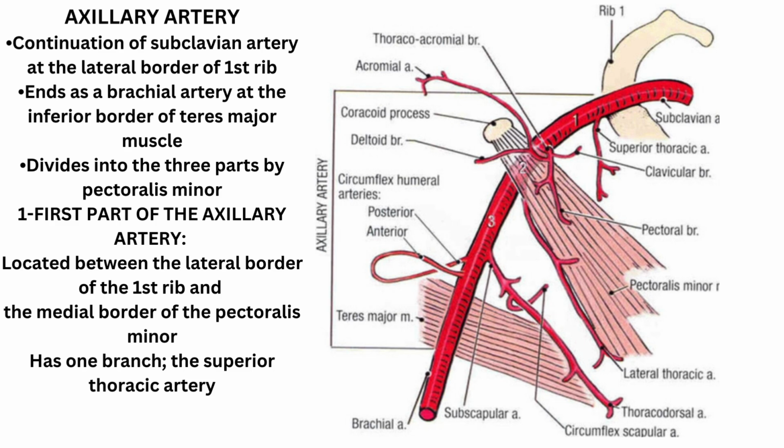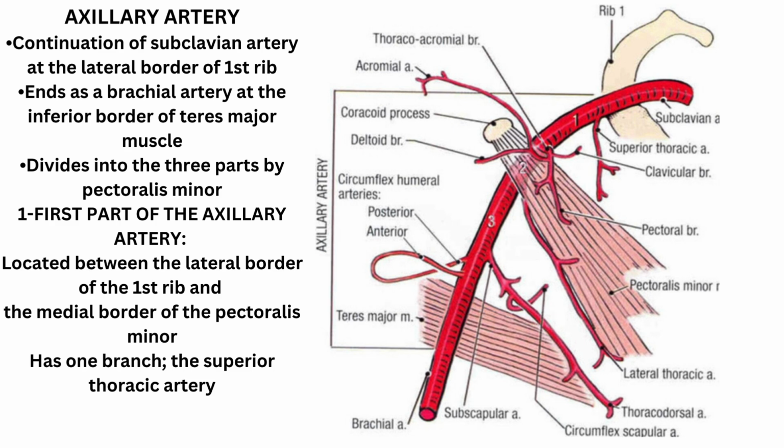Blood supply of the upper limb is through the axillary artery and its branches. The axillary artery begins at the lateral border of the first rib as the continuation of the subclavian artery and terminates as the brachial artery at the inferior border of the teres major muscle. The axillary artery is divided into three parts by pectoralis minor, and each part has corresponding branches.